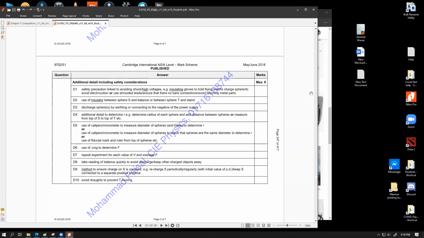Yeah, this was a mistake on my part. To make sure that the amount of charge on sphere S is correct, we should charge it periodically or keep it connected with a separate fixed voltage supply over the entire duration of the experiment. This is actually pretty important. I didn't think about this, but this is a good one.